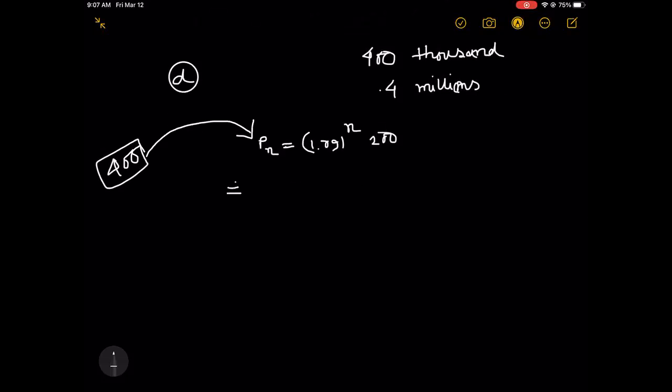So now this is the population, so it will be 400. 1.09 is fixed for this. n, we don't know it, and 200,000 is fixed as well. So we are trying to calculate the n here. Can you see that? And even you can eyeball it from the question. It says, when will it? This when definitely means time, right?